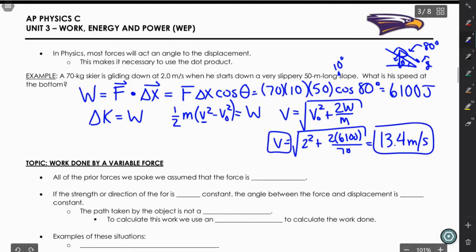Again, we could use Newton's laws to figure this out, but here's just a great example where we can look at dot products. Up until this point, we're assuming all these forces are constant. After the next video, we're going to start talking about what happens when the work is variable.